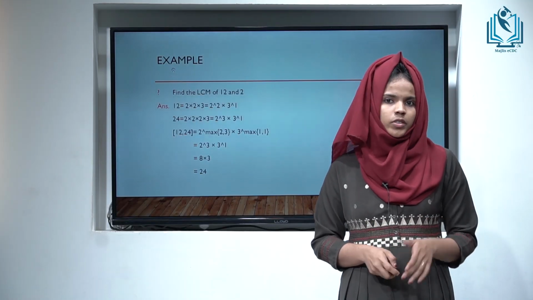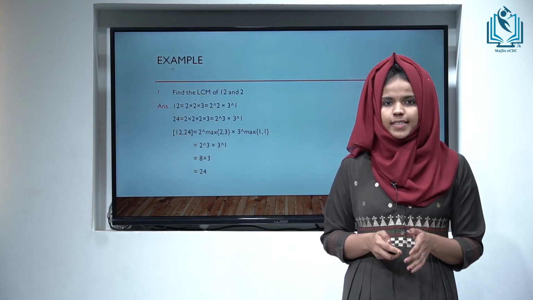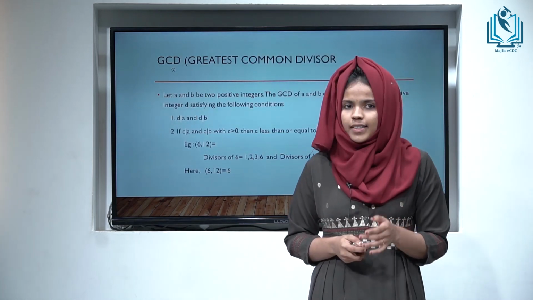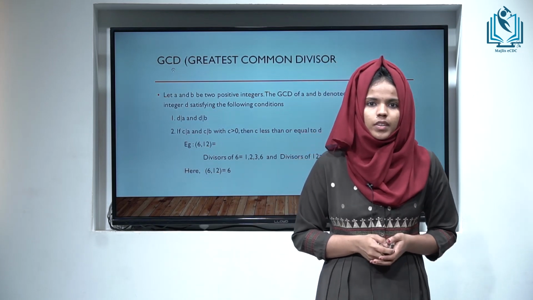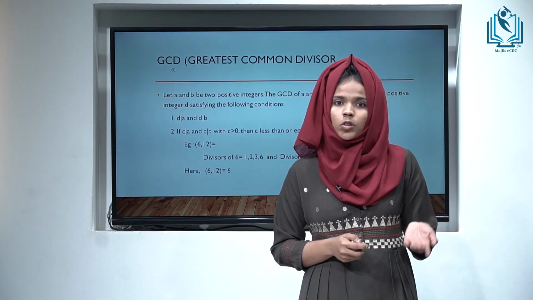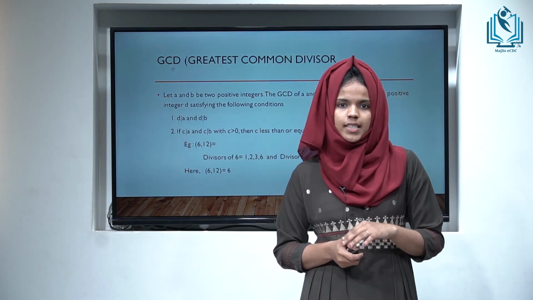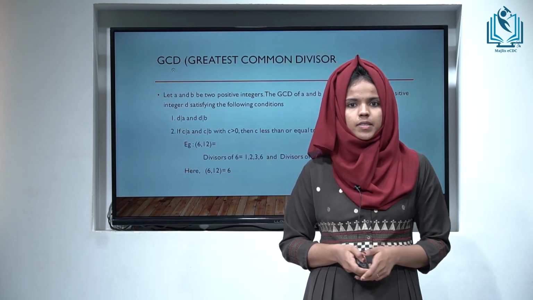So, it is all about LCM. Then we have to move to our next topic, GCD, greatest common divisor. If we take two numbers, it may have one or more common divisors. Then the greatest one among them is the GCD of those two numbers.